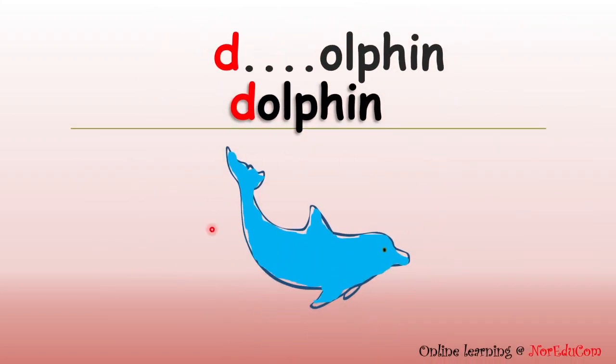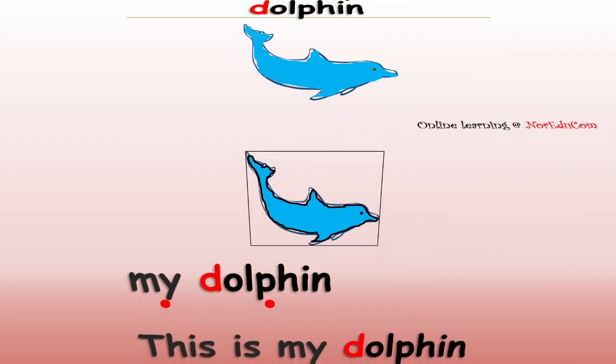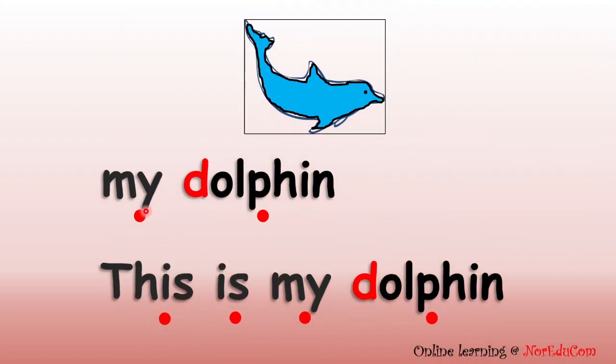This is a dolphin. D, D, dolphin. Let's read. My dolphin. This is my dolphin. Let's read it again. My dolphin. This is my dolphin.